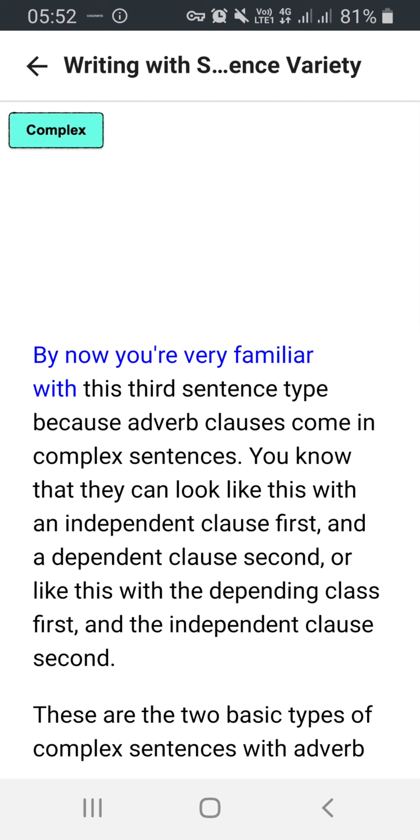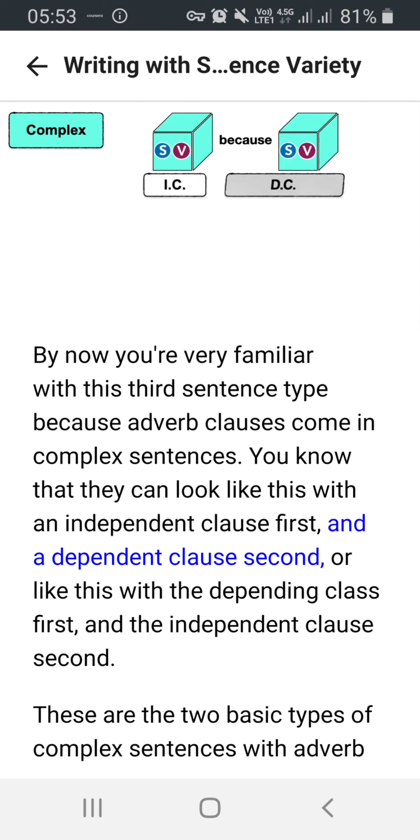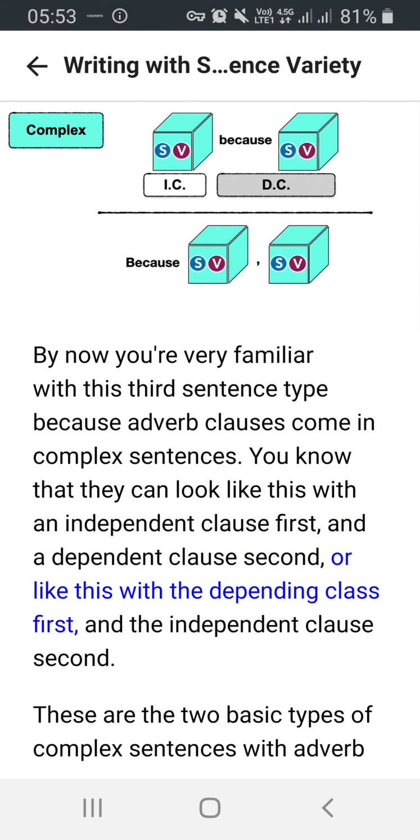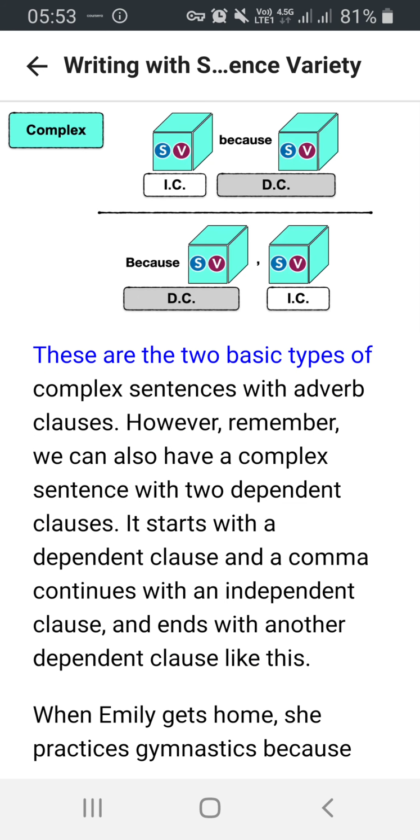By now, you're very familiar with this third sentence type because adverb clauses come in complex sentences. You know that they can look like this, with an independent clause first and a dependent clause second, or like this, with the dependent clause first and the independent clause second. These are the two basic types of complex sentences with adverb clauses.